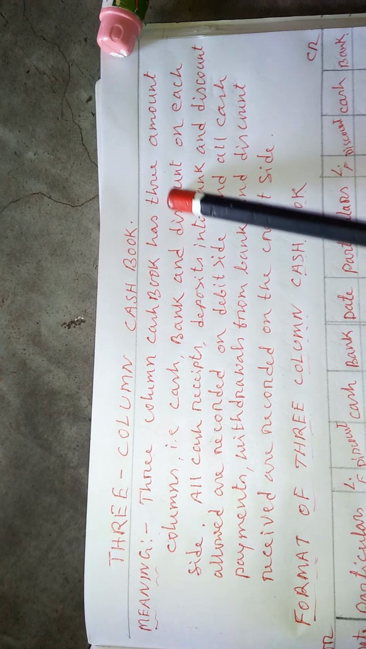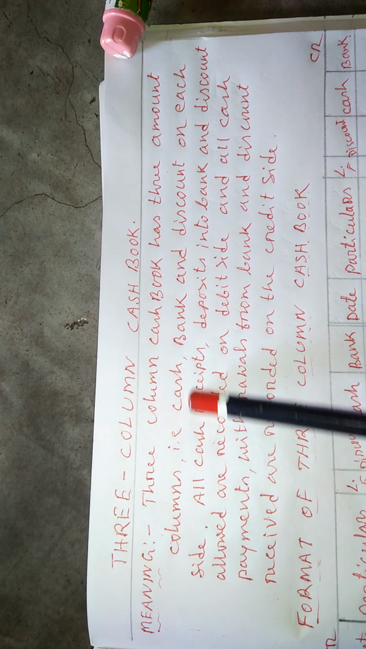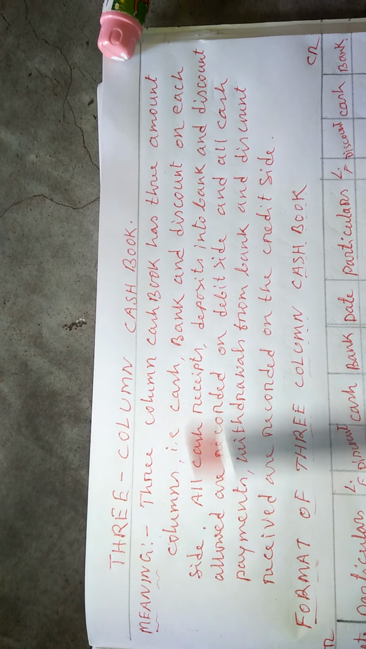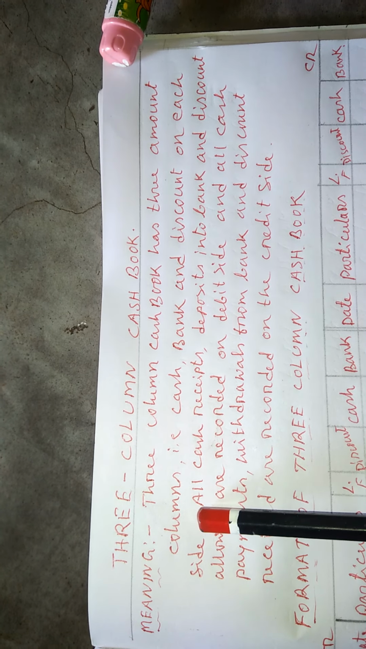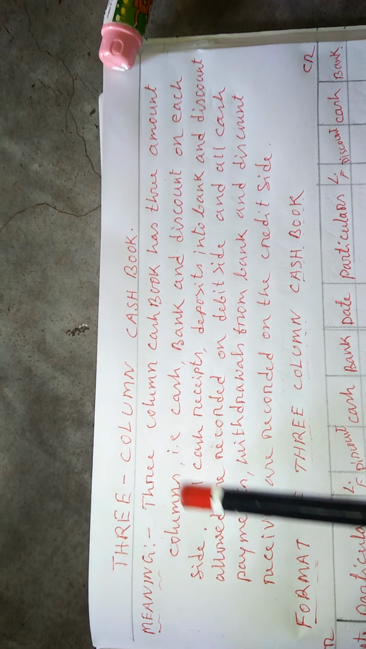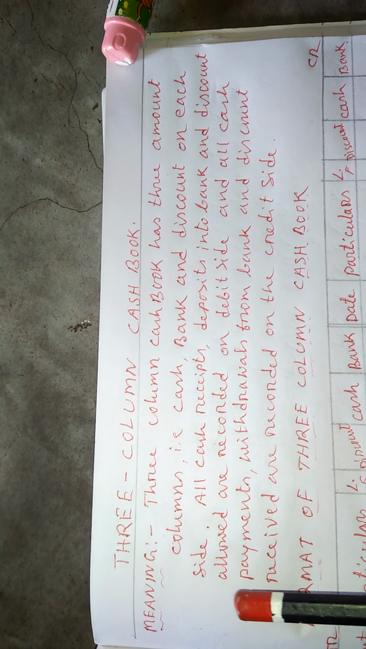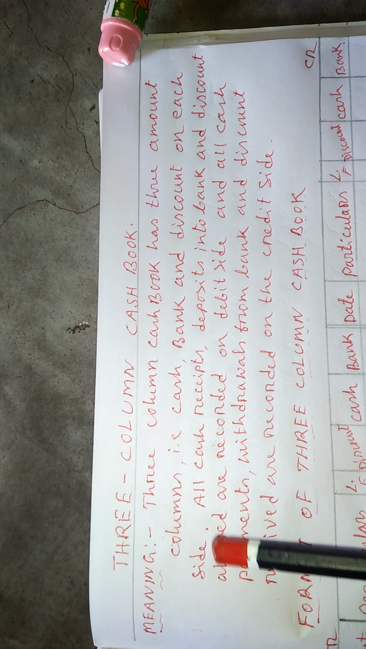The three column cash book has three amount columns, that is cash, bank and discount, on each side. That is, on the debit side as well as on the credit side. The amount column will have cash, bank and discount columns on either side.